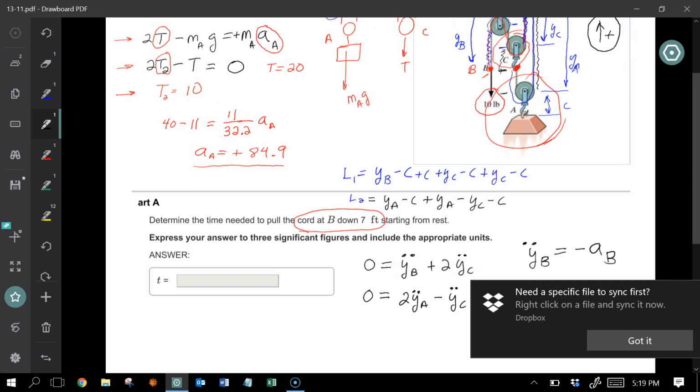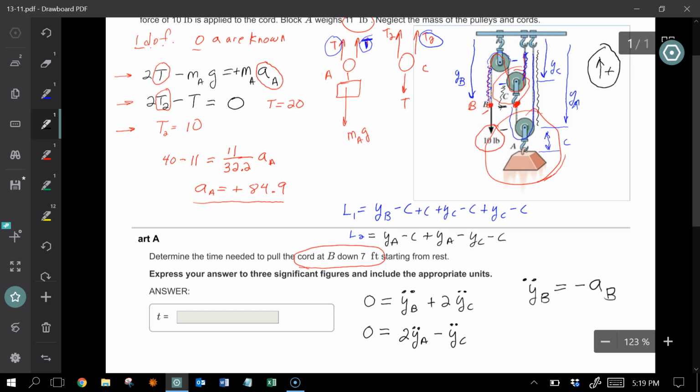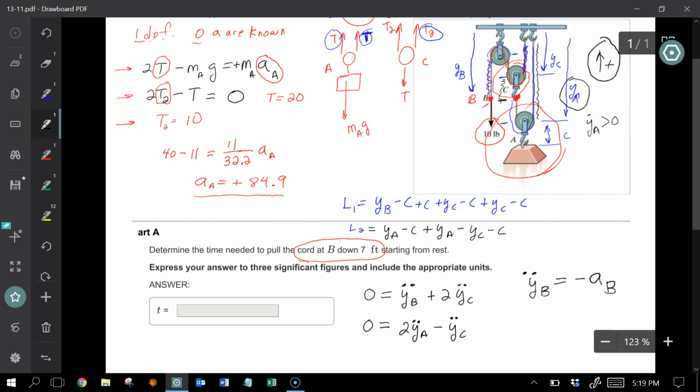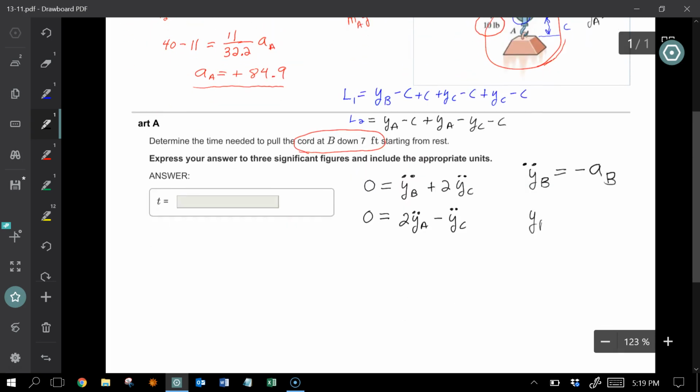Okay, so take a look at YA. YA dot, right here. If YA dot is positive, this guy is going down. So YA dot is negative the velocity of A, right? Because if YA dot is positive, it's getting bigger. If it's getting bigger, it's going down. So the velocity is opposite the derivative. So YA dot is equal to a negative velocity of A. So the double dot is negative acceleration of A. Okay, so let me convert these equations.